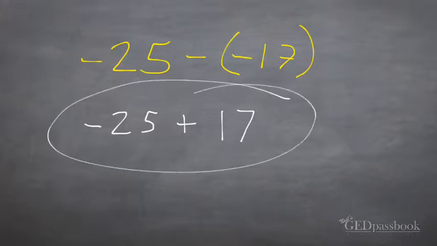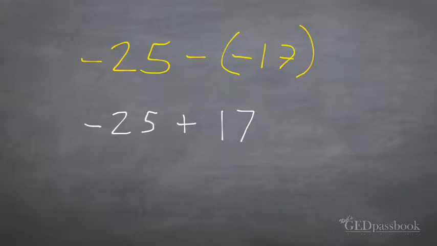Now guess what? Now we're back to square one using one of the two adding integer rules. So ask yourself, do they have the same sign or different signs? Different, which means the rule tells us find the difference of the two numbers and then keep the sign of the bigger number. So what's the difference between 25 and 17? 8. What is the sign of the bigger number? Minus.